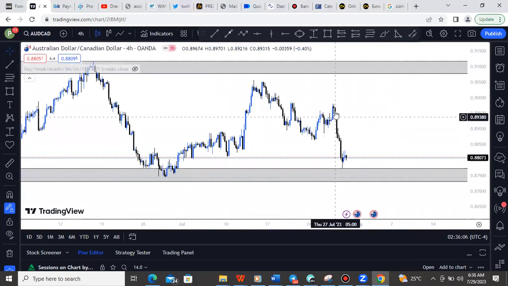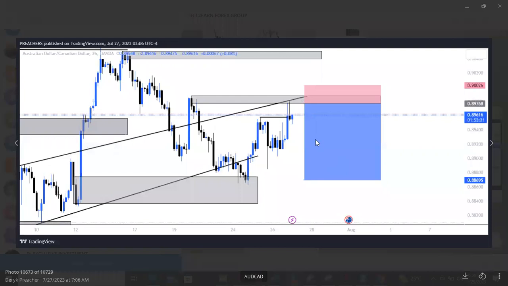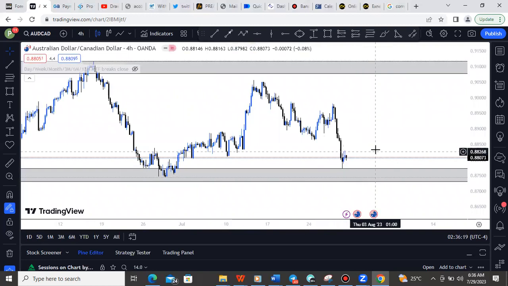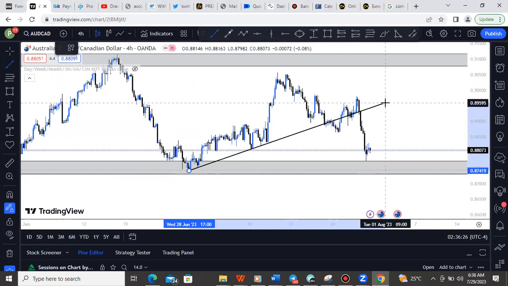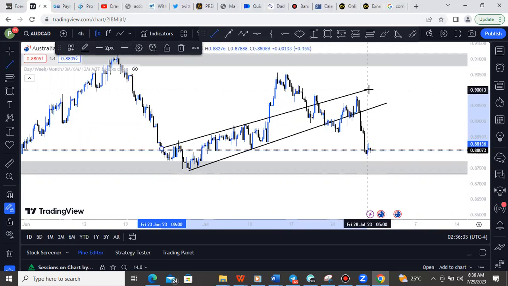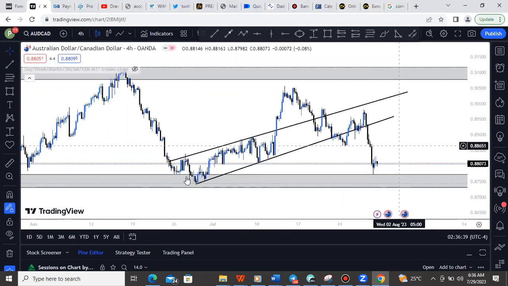Now before this particular fall, as you can see on the chart, this is what I have. Now from here, you can draw a channel, because this is what the market was doing from here.